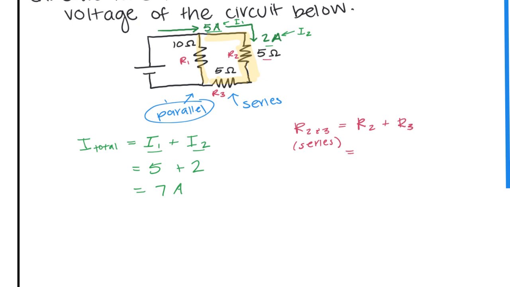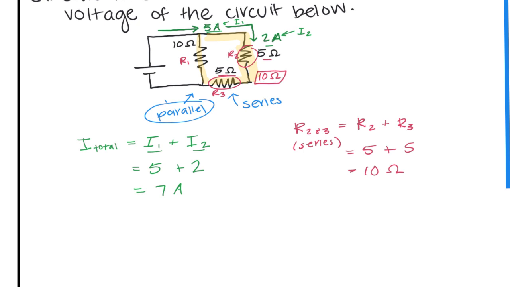Now, if we look, we see our resistance for R2 is 5 ohms, and the resistance for R3 is also 5 ohms. 5 plus 5 is going to be equal to 10 ohms. So we now know the total resistance between these two resistors is going to be equal to 10 ohms.